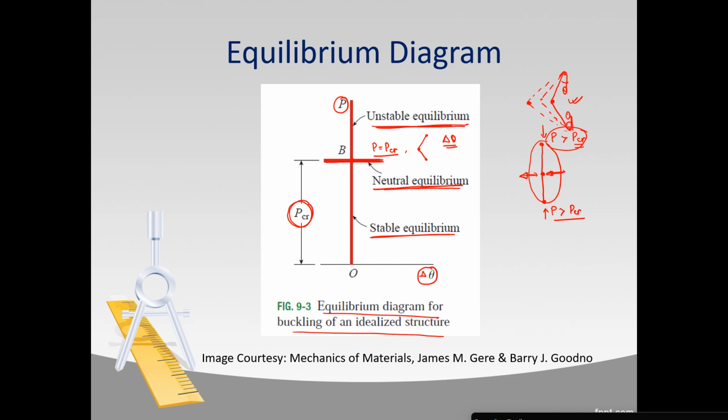But if we give a slight displacement here, then this structure will go into the state of unstable equilibrium. So our neutral equilibrium state will not be present for a very long time. That is why this line is drawn very short and ends here, because beyond this point there will be no condition of equilibrium.